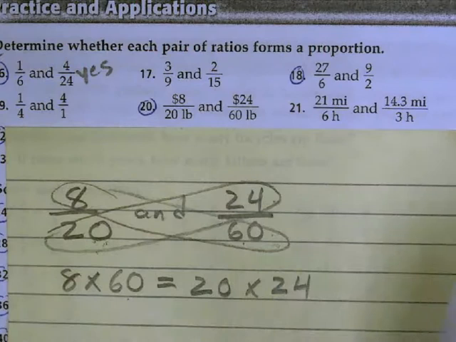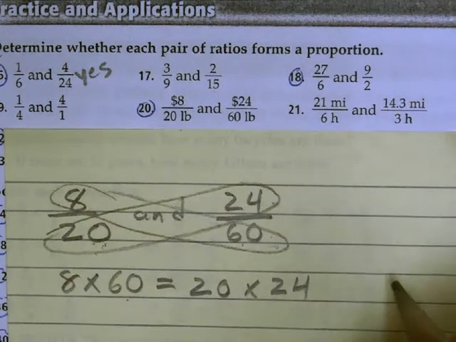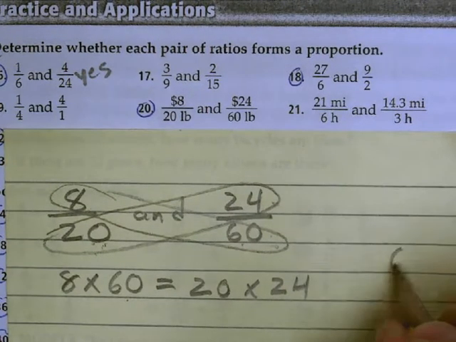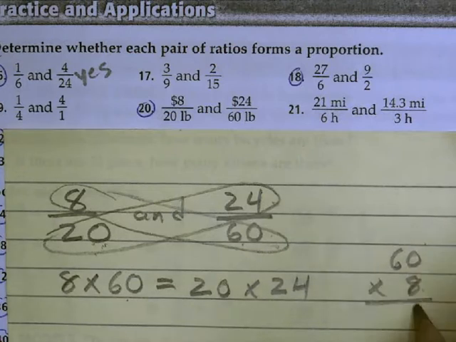8 times 60 can be written like this. 60 times 8. 8 times 0 is 0, and 8 times 6, if you don't know.